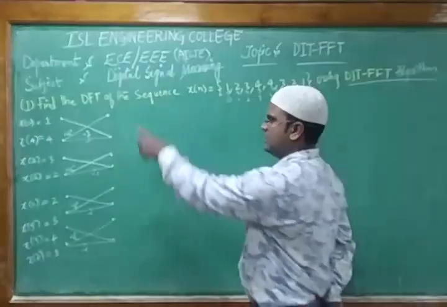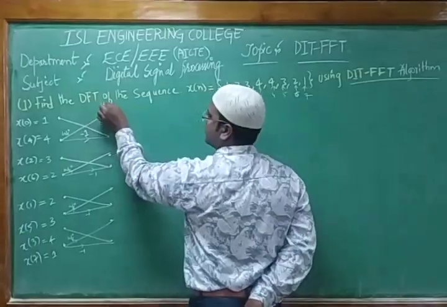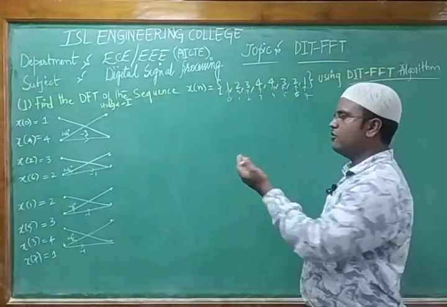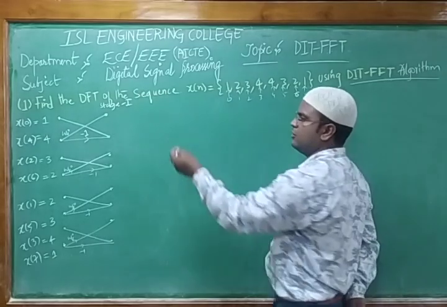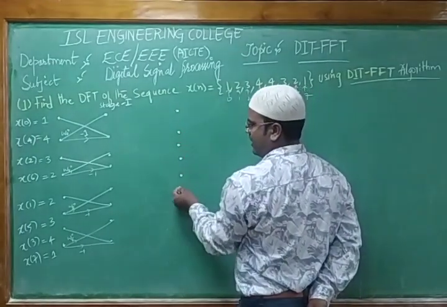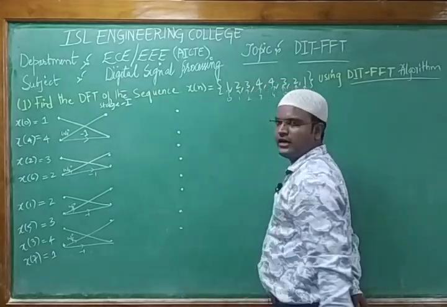So this is what we actually call stage 1. The first stage we need to realize. After getting the first stage, we go for the second stage. In the second stage also, what will we do? 1, 2, 3, 4, 5, 6, 7, 8. We put the dots over there.